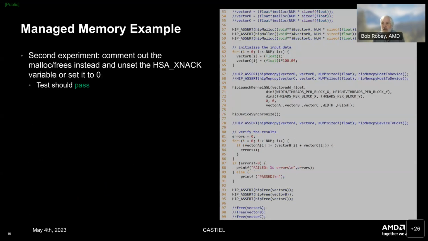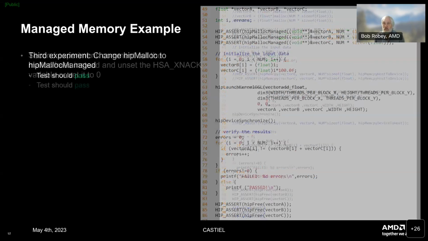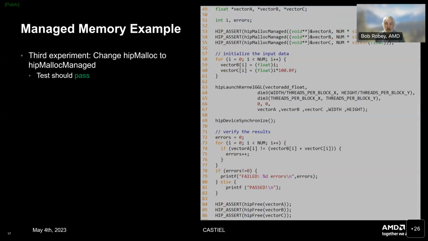And if we do the hipMalloc instead of the malloc call and unset the XNACK variable, then the test will pass. If we go to hipMallocManaged, the test will pass.